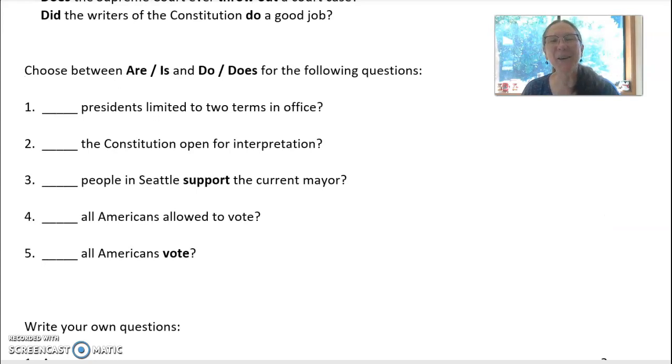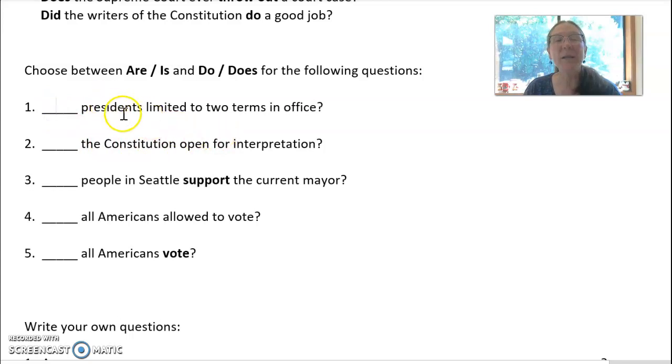Hi, how did that go? Were you able to fill out this activity sheet? Let's see how you did. All right, for the first one, what did you put? Presidents limited to 2 terms in office.